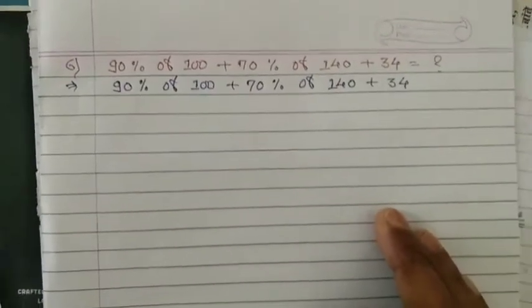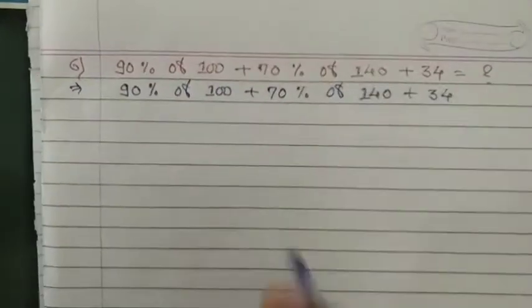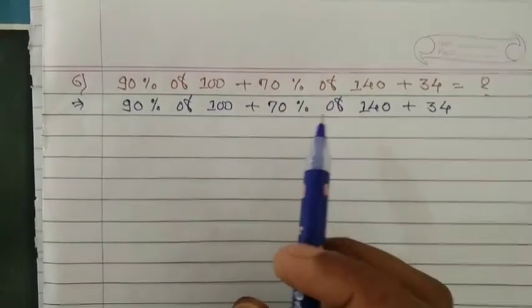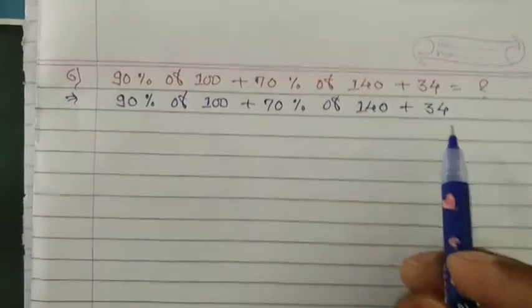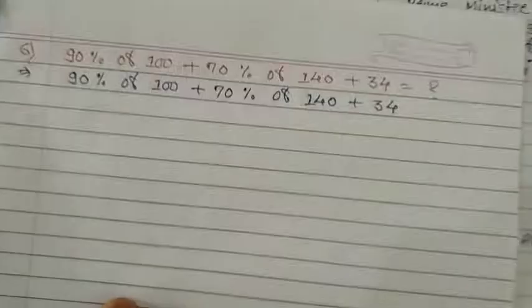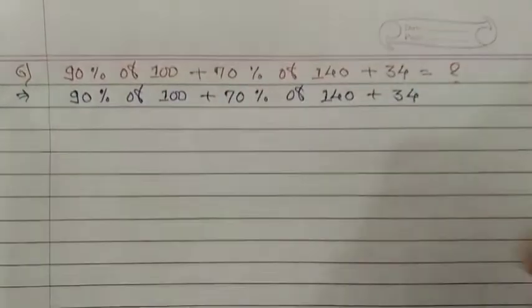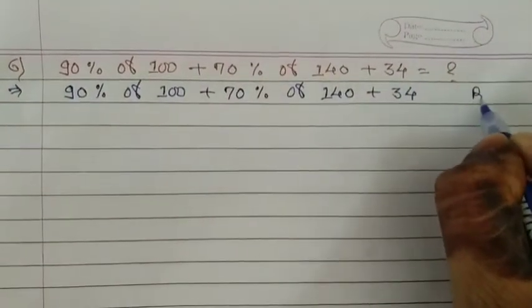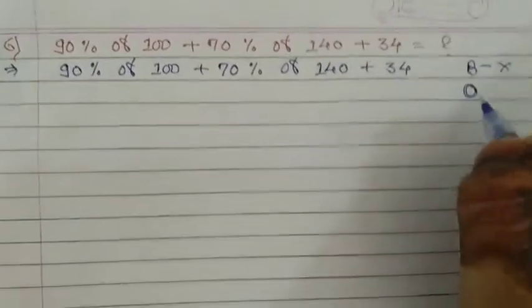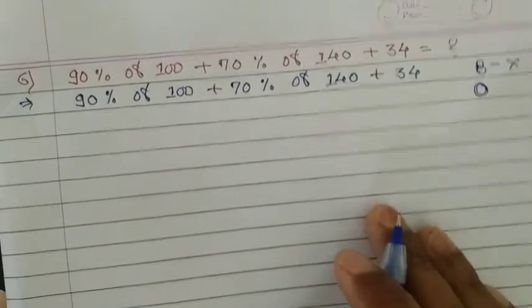Let us move on to the next question. 90% of 100 plus 70% of 140 plus 34. How much? So simple, BODMAS rule applies. Is there a bracket? No. Is there "of"? Is there a present "of"? Yes.